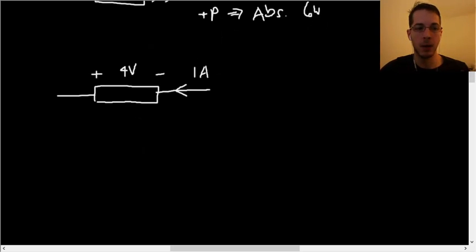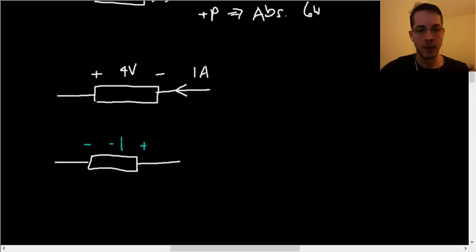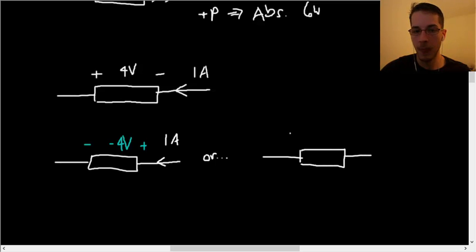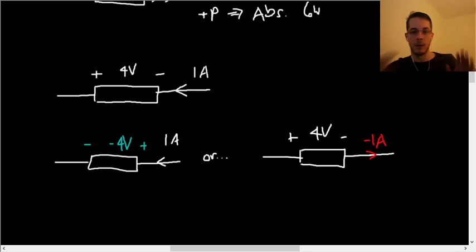There are 2 ways to do it here. The first way is to redraw it like this, where you have the polarities switched, and then you slap a negative sign on the voltage, but the current stays the same. Or you could do this, where the current and the voltage stay the same, and we simply switch the direction of the current and then put a negative sign on the value. Both of these put the device in passive sign convention, so that now we can finally do V times I.